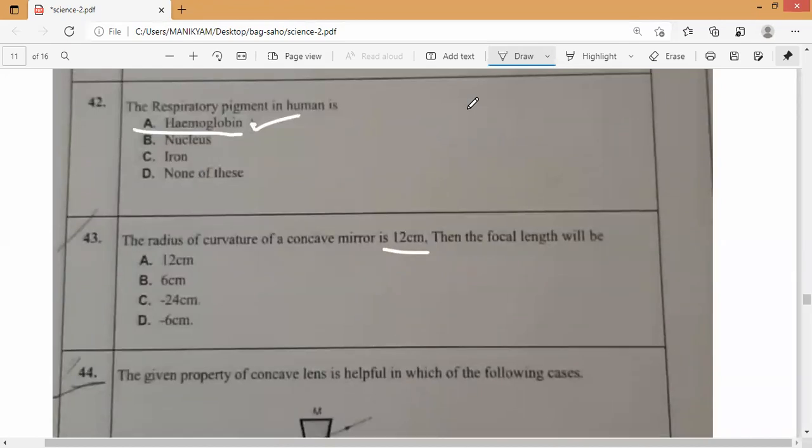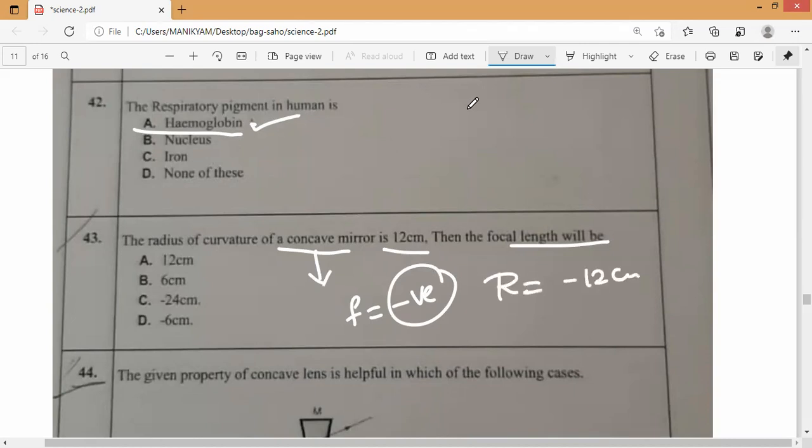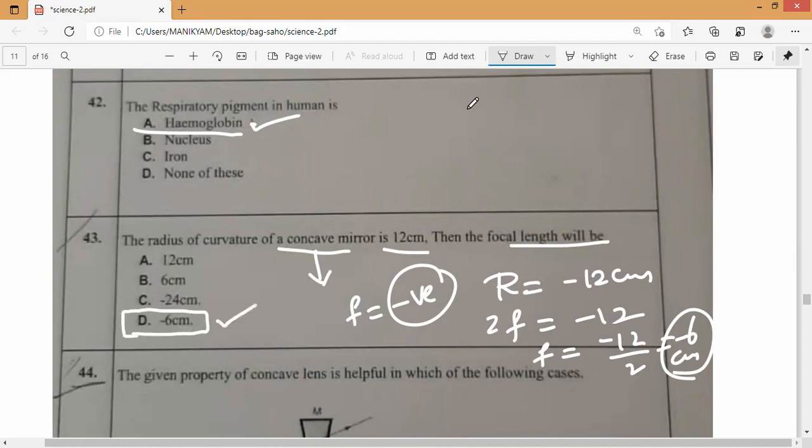The radius of curvature of a concave mirror is 12 centimeters. Focal length will be minus 6, sir. Concave mirror means the focal length is negative. Careful, minus 6 and plus 6 are both there as options. So 2f is equal to minus 12, f is equal to minus 12 divided by 2, which is minus 6 centimeters. Why is it minus? Because for a concave mirror the focal length is negative. Understand?